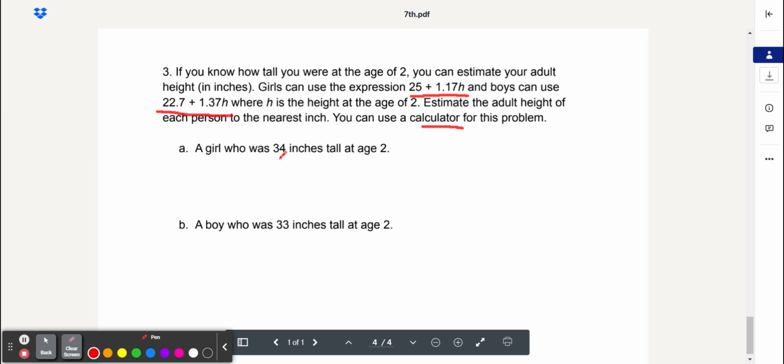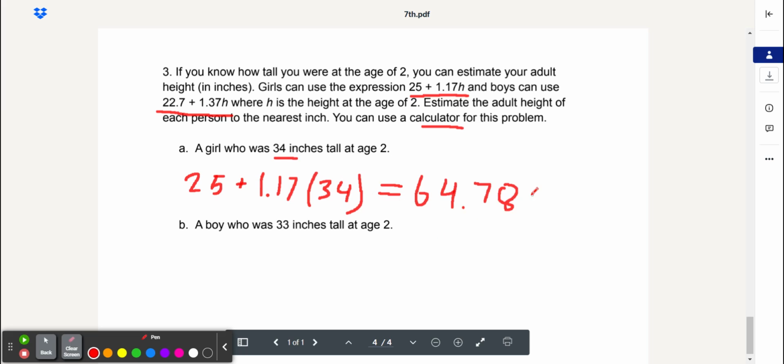So first we have a girl, and that means we use this first equation, who was 34 inches tall at age 2. So if you write out the equation and plug in 34 for h, we can just simply type this into our calculator to solve it. 25 plus 1.17 times 34. And if you type that into your calculator, you get a final answer of 64.78 inches.